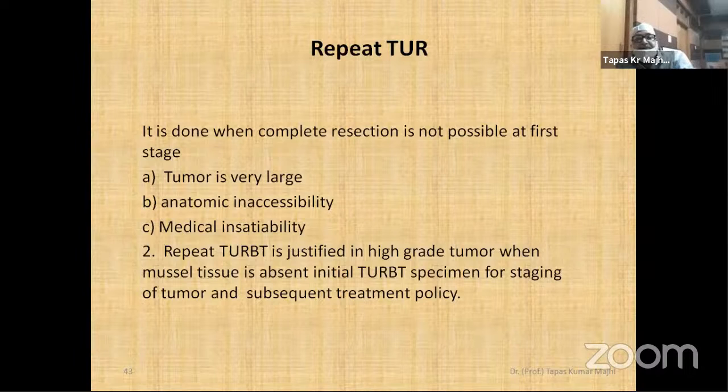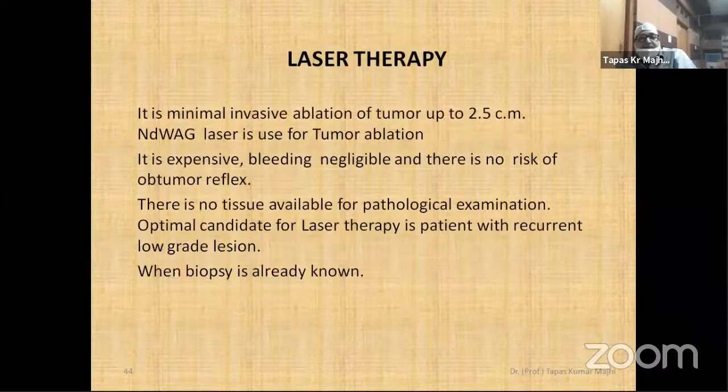Sometimes it is done as a staging TUR. Repeat TUR is justified in high-grade tumor when muscle tissue is absent in the initial TUR specimen, for staging of the tumor and subsequent treatment policy. If the muscle tissue is free of tumor, the stage is superficial bladder tumor, and if the muscle tissue contains tumor, it is called muscle invasive tumor. Treatment policy is entirely different from non-muscle invasive tumor.